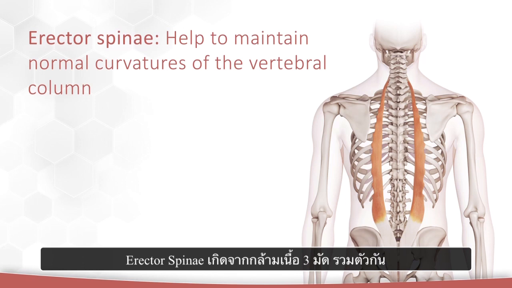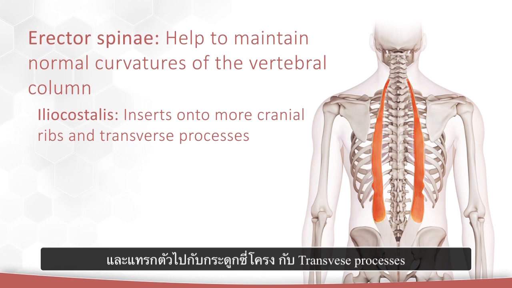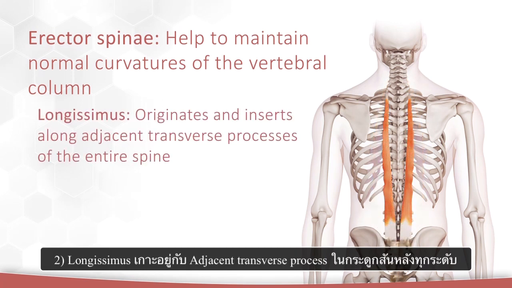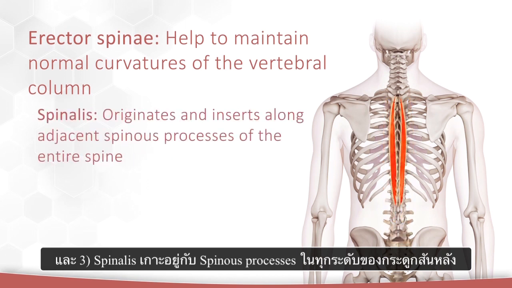There are three erector spinae muscles: the iliocostalis, which originates from the iliac crest and ribs on each side and inserts onto more cranial ribs and transverse processes; the longissimus, which originates and inserts along adjacent transverse processes of the entire spine; and spinalis, which originates and inserts along adjacent spinous processes of the entire spine.